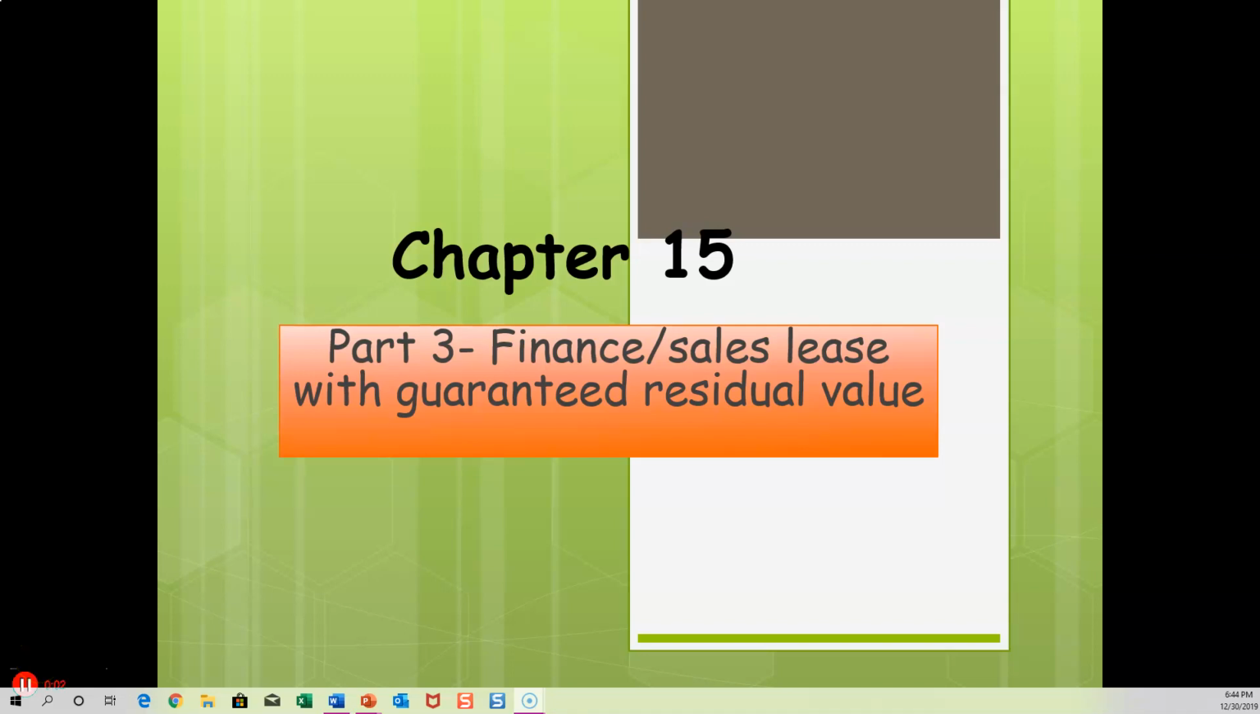Chapter 15, Part 3, we're now going to look at finance sales type leases with guaranteed residual value.